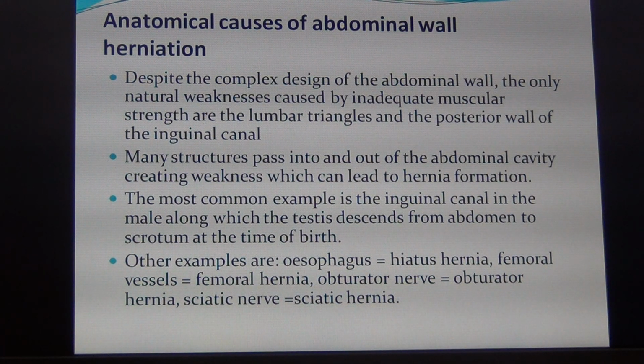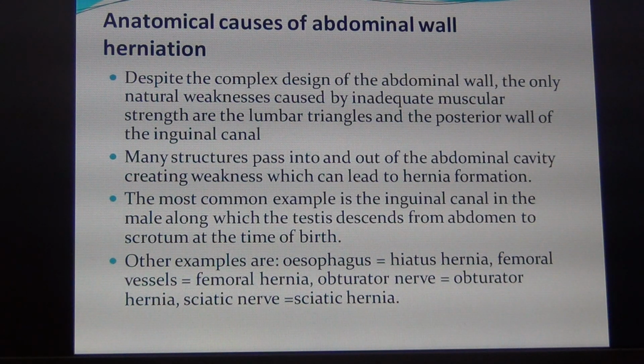Despite the complexity of the design of the anterior abdominal wall, the only natural weakness caused by inadequate muscular strength are the lumbar triangles and the posterior wall of the inguinal canal. So these two areas are natural weak areas: the lumbar triangles and the posterior wall of the inguinal canal.